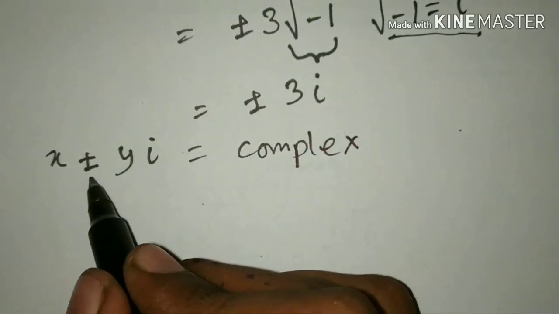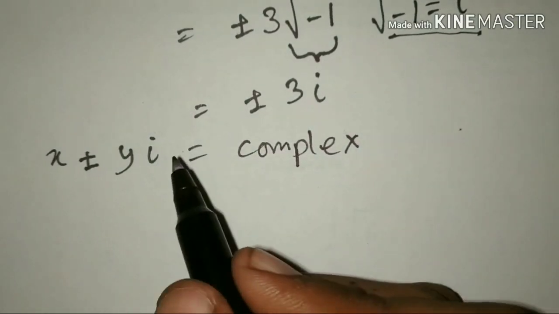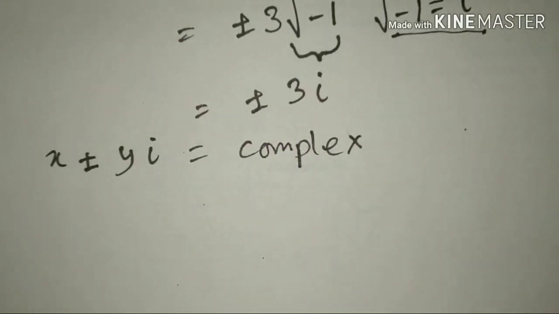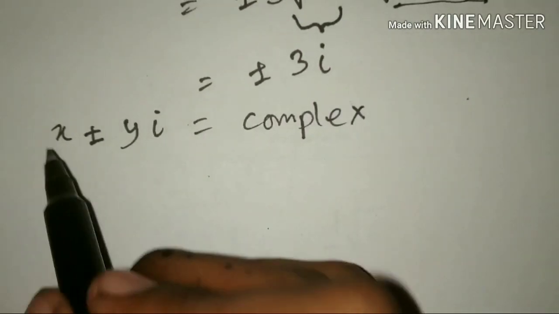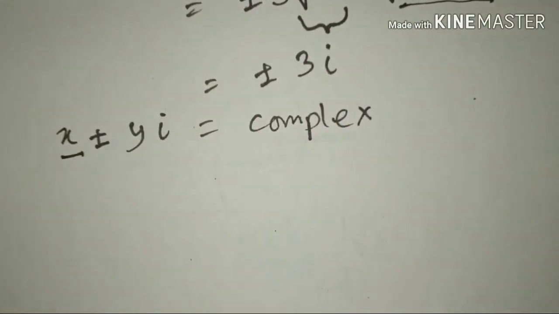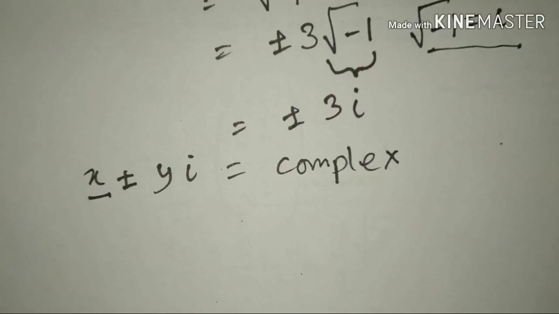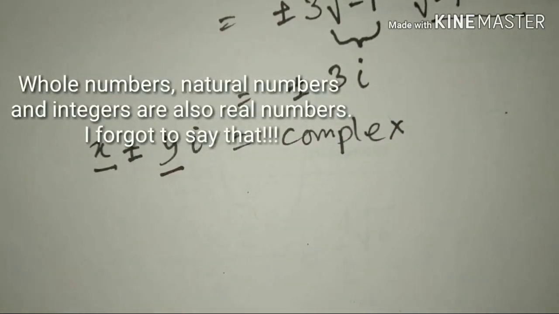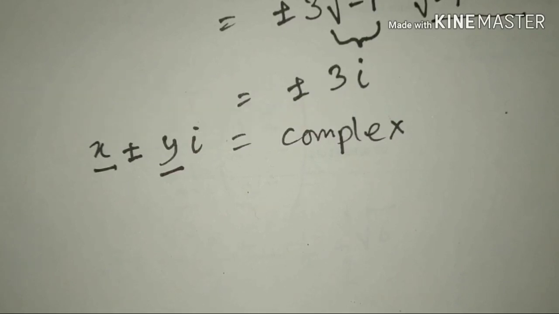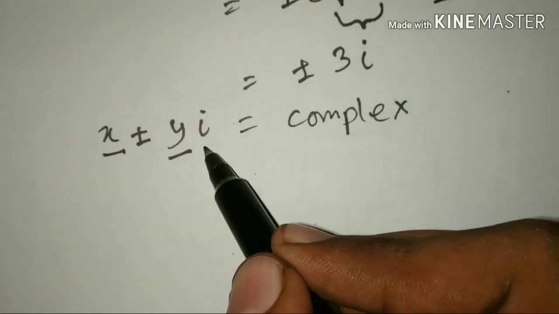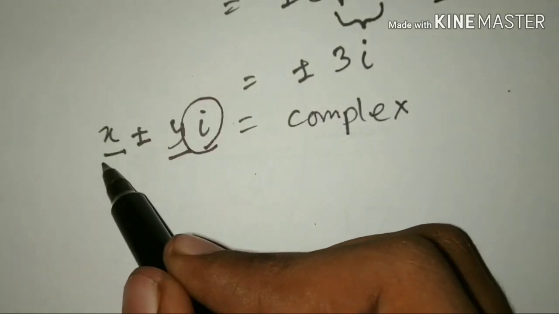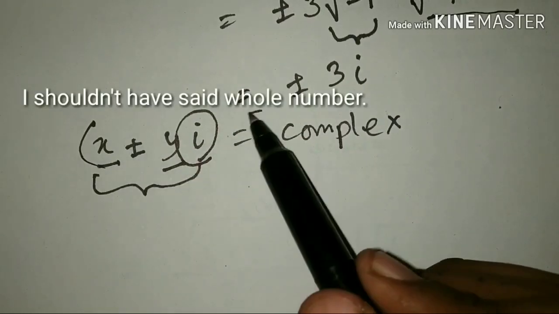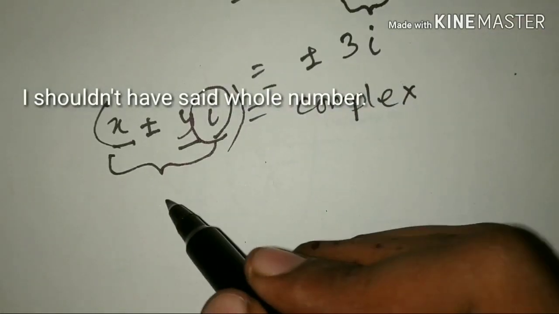Now see, we have the plus minus term here. That doesn't mean it has to be minus, it means that it can be plus or it can be minus. Now see, this is the x. X is any real number, rational, irrational, positive, negative. And this y is also a real number, rational, irrational, positive, negative, or any number. And the presence of this i term here makes this complete number a complex number.